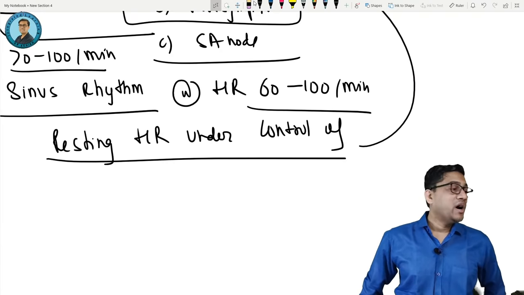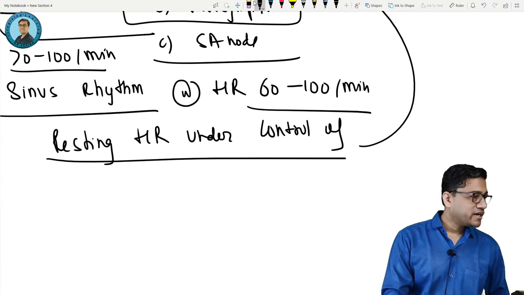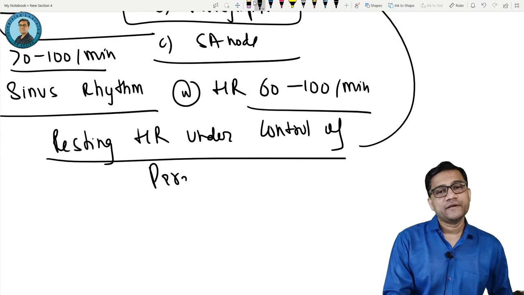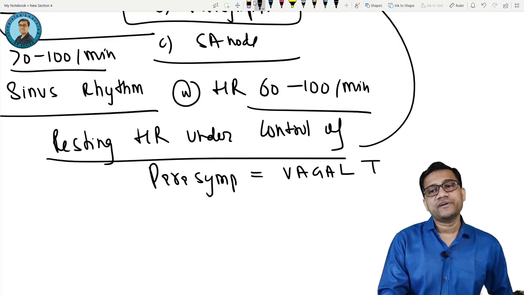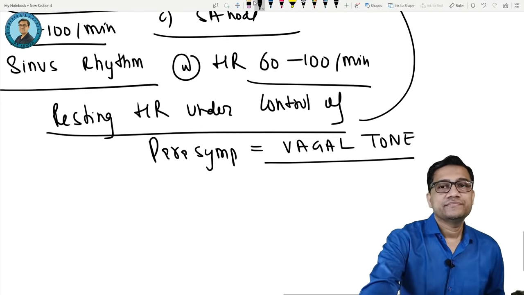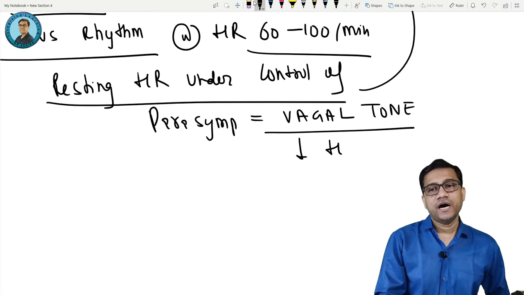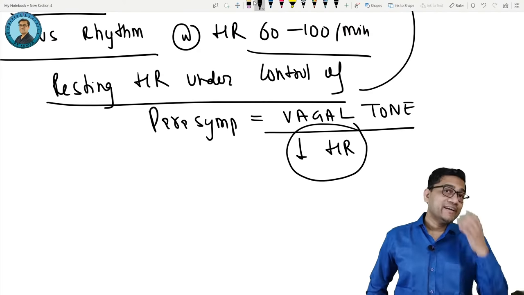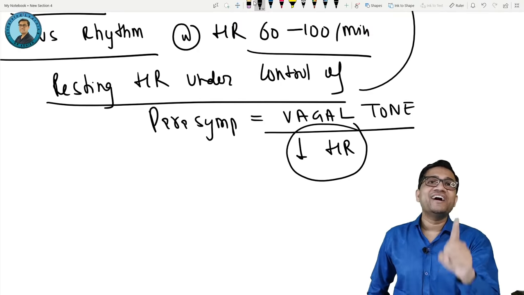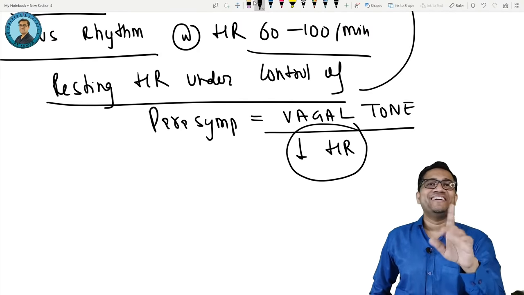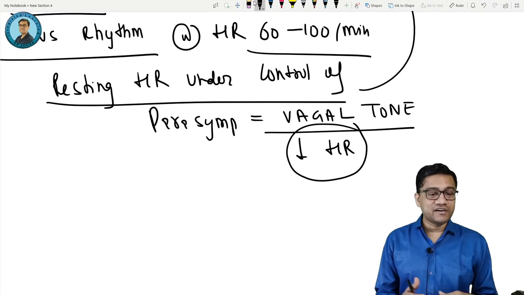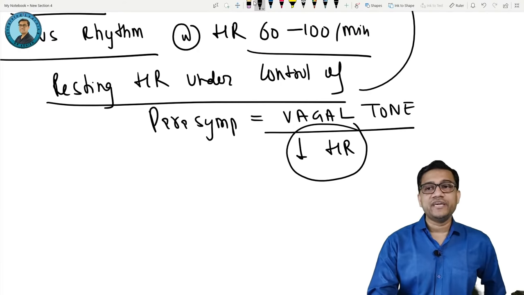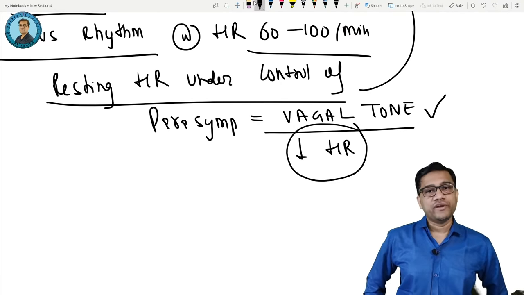Now understand, it is parasympathetic. And what is it called? Vagal tone. And what is the importance? It decreases the heart rate. And that is why sometimes we use vagal maneuvers to correct tachycardias. So sometimes when you see a patient's heart rate is very high, we can activate the vagus nerve to correct his tachyarrhythmia. It's a very important thing. So, vagal tone.